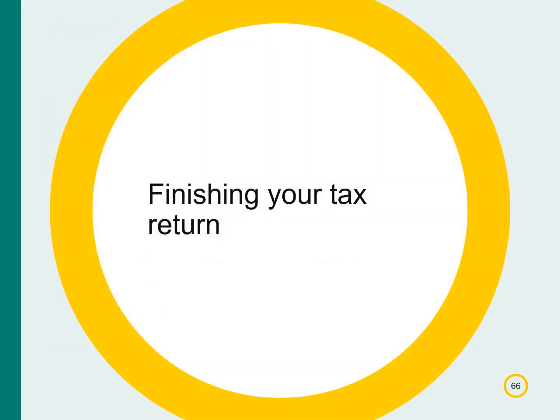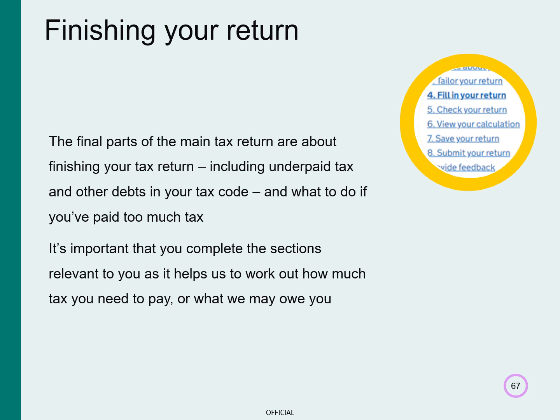The final parts of the main tax return are about finishing your tax return. This includes underpaid tax and other debts in your tax code, and what to do if you've paid too much tax. It's important that you complete the sections relevant to you, as it helps us to work out how much tax you need to pay or what we may owe you.